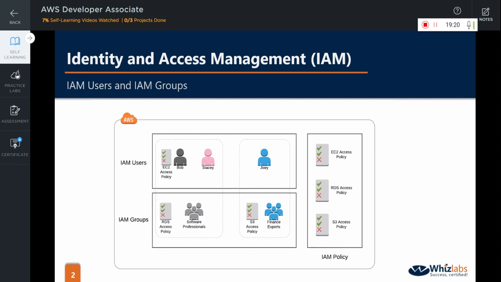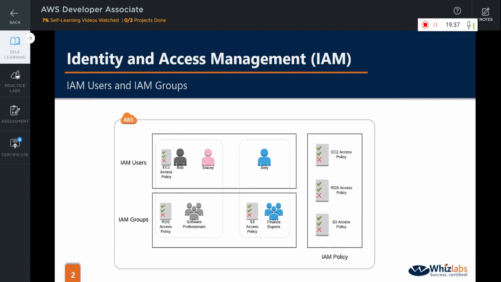Bob is a programmer and needs access to, say, all the virtual machines like Linux or Windows. So we will attach the EC2 access policy to Bob only. So let us go ahead and create those.